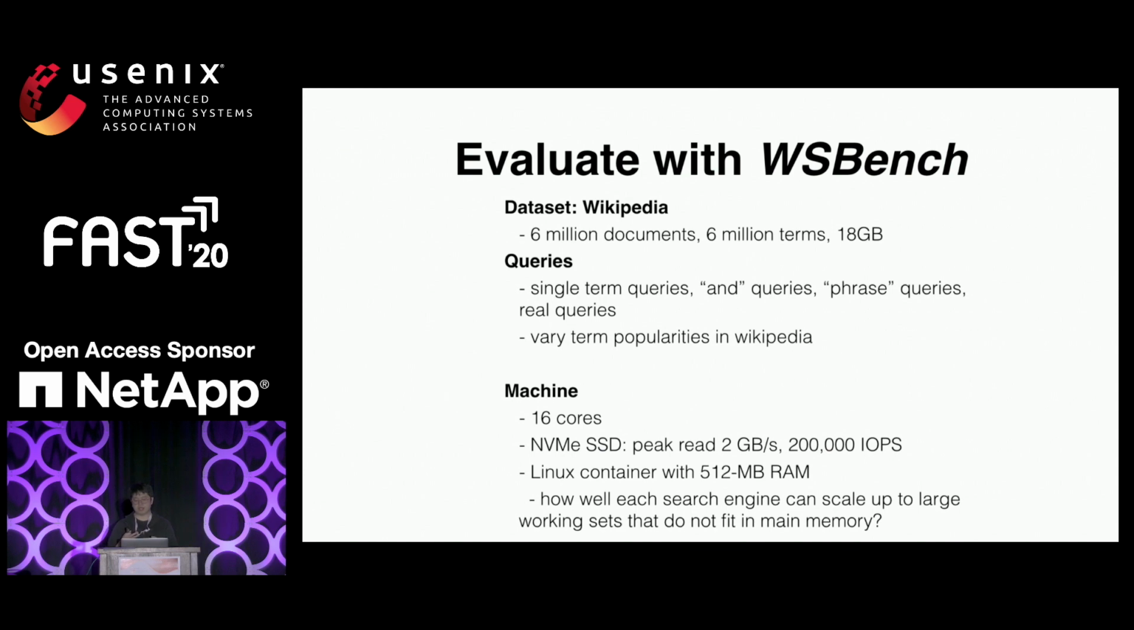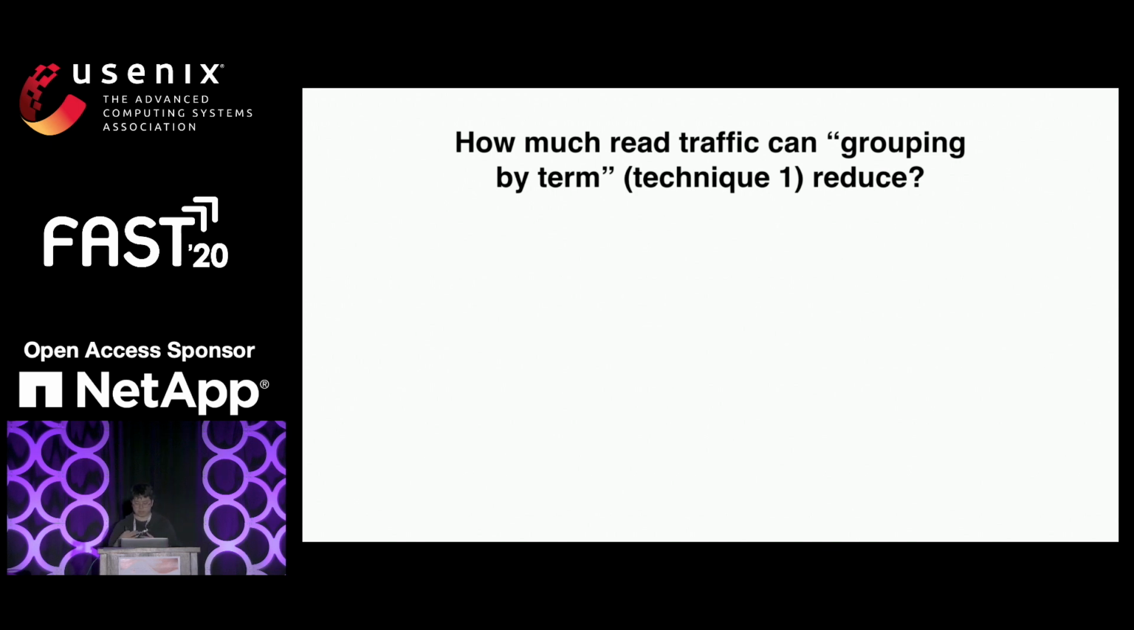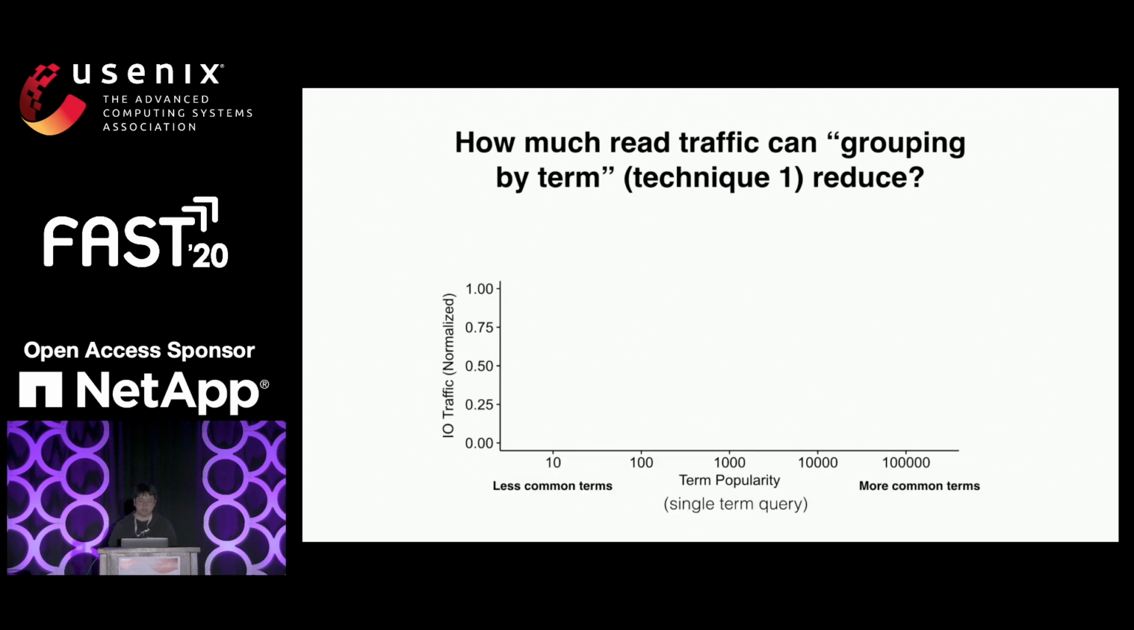To evaluate how well each search engine can scale up to large working sets that do not fit in the main memory, we use a very small RAM size, which is a container size that runs the search engine, which is half a gigabyte. Now let's see how much read traffic grouping by term can reduce. In this plot, X is the term popularity. On the left side, there are less common terms. On the right are more common terms. And the y-axis is the normalized traffic. It's normalized because it's easier to see the difference.